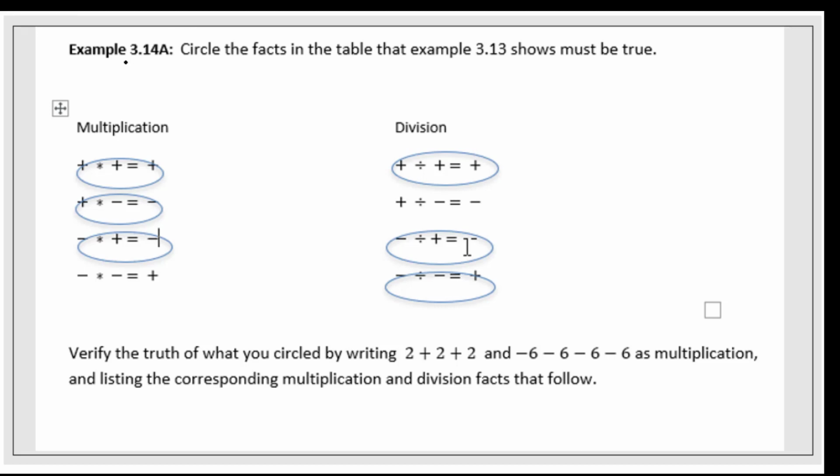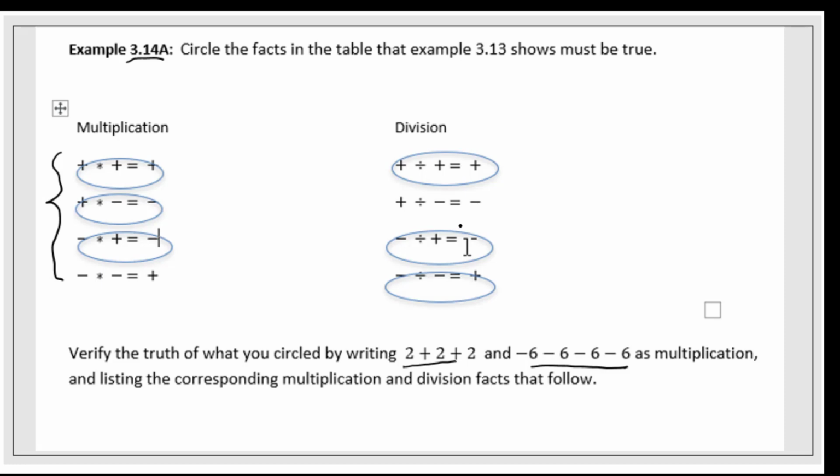So this is 3.14A, and we circled the facts here that we learned from 3.14. But we're going to re-verify that these things are true using these two examples down here. A lot of times students would memorize these tables, but it's really not necessary because we're going to explain why this must be, okay?